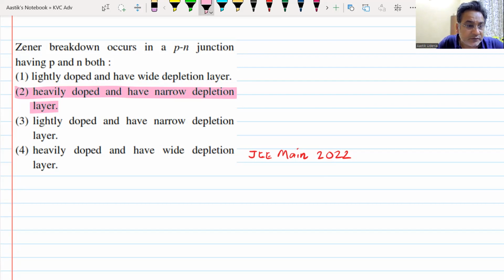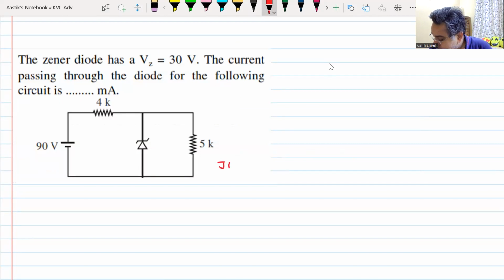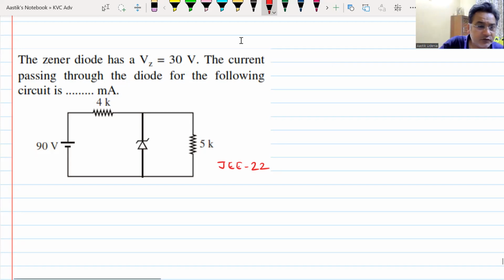Moving ahead, I'll give you one more question so that I'm sure that you understand what a Zener diode is and what type of question comes in a Zener diode. This is the next one, again taken from JEE Main of 2022. A Zener diode has a breakdown voltage, Zener voltage VZ, of 30 volt. The current passing through the Zener diode in the following circuit is how much? I'll give you 2 minutes to give me the answer.